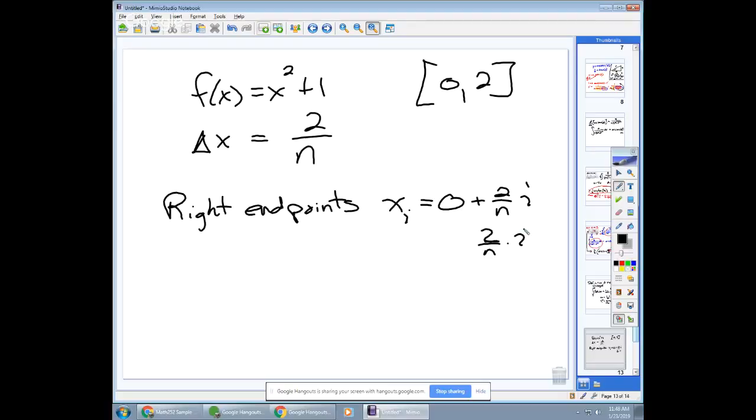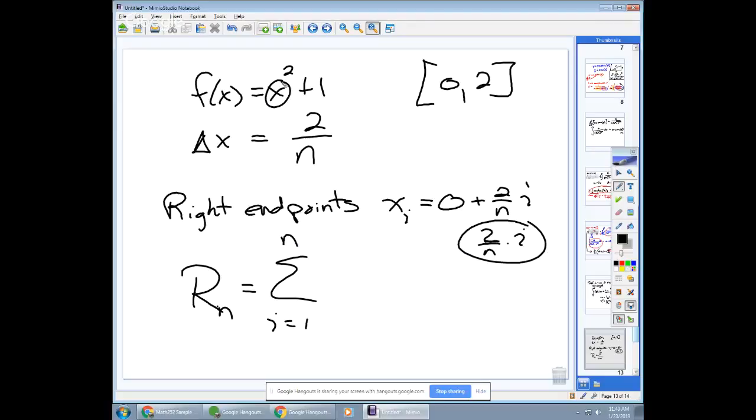And I have enough information to build my sum now. My right endpoint sum for n intervals is going to be the sum as i goes from 1 to n of the function evaluated at that x value. So that's the height. I'm going to put a parentheses, and then another parentheses, 2 over n times i squared plus 1. That's the height of each rectangle. Times the width, which is just 2 over n.